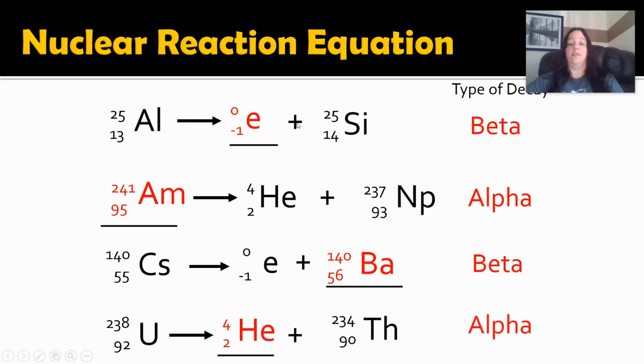Now, what you might notice is every time we have the beta, the top number never changes. So that's kind of a shortcut. So if you're given the parent and the daughter isotopes and you see the numbers are exactly the same, you automatically should be able to know that that's going to be a beta decay.